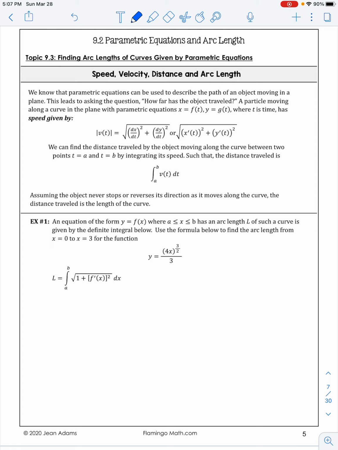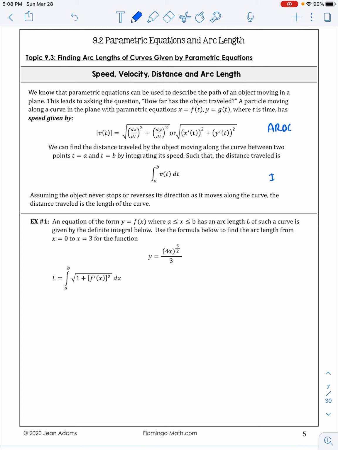We can find the distance traveled by the object moving along the curve between 2 points t equals a and t equals b by integrating its speed, such that the distance traveled is the integral from a to b of v of t dt. And assuming the object never stops or reverses its direction as it moves along the curve between A and B, the distance traveled is the length of the curve, okay?